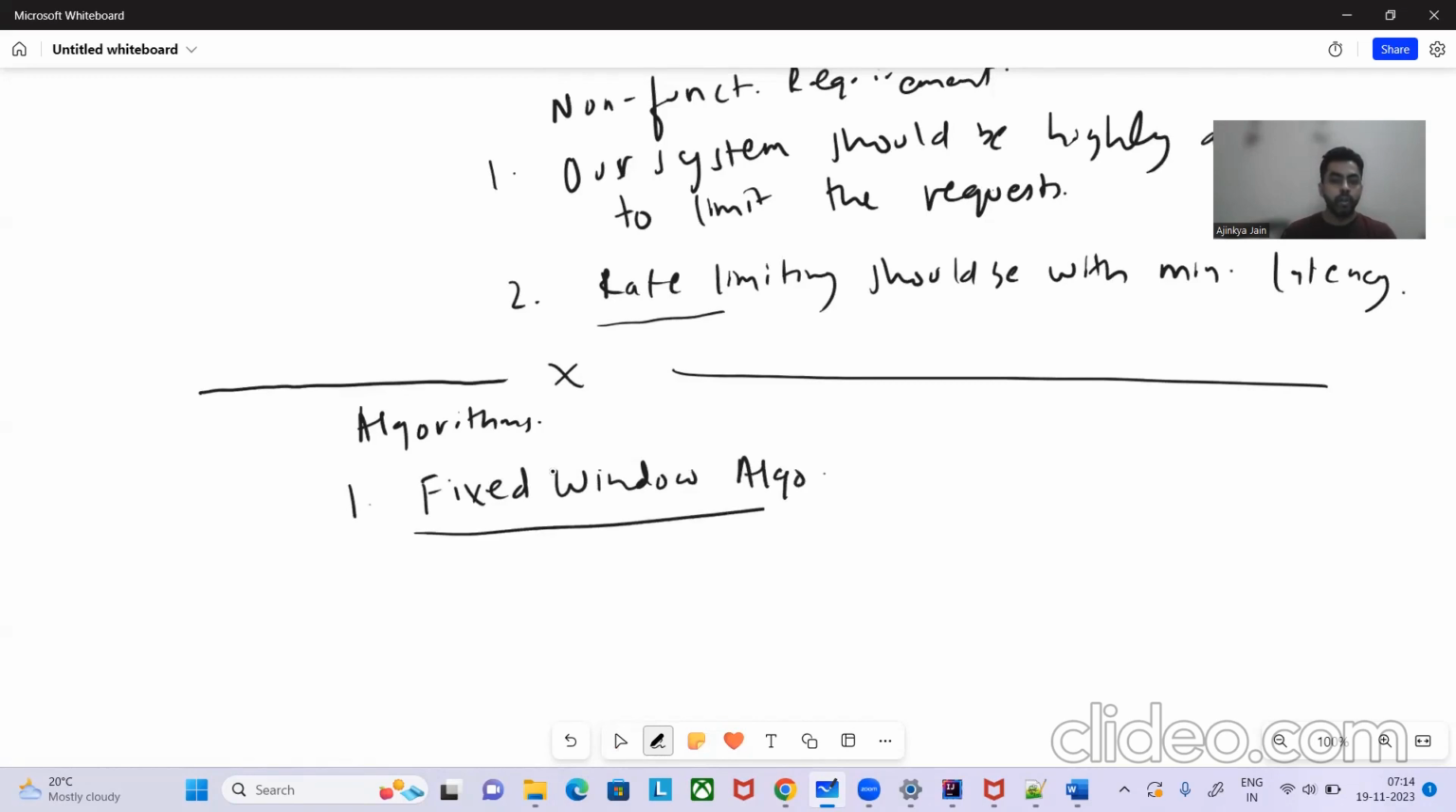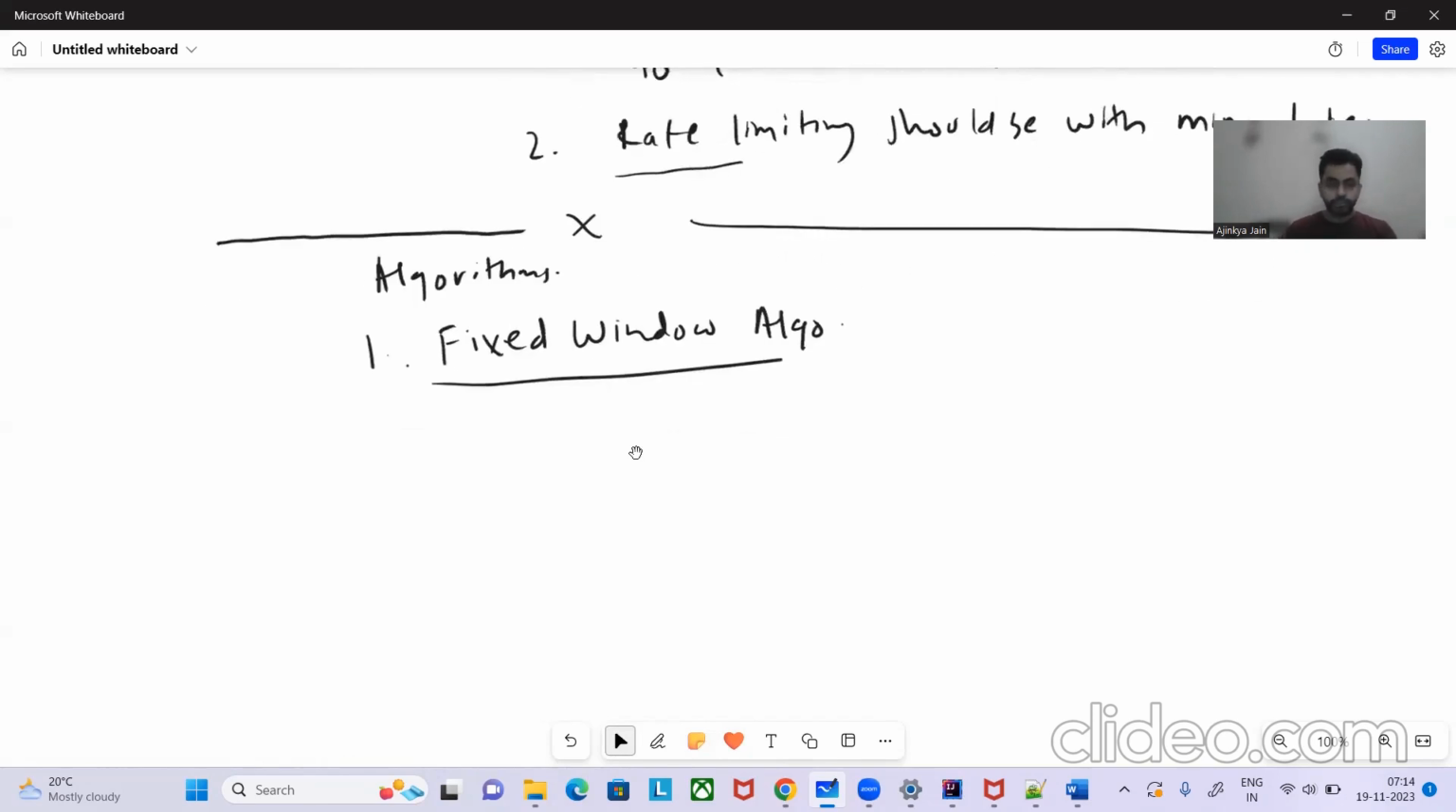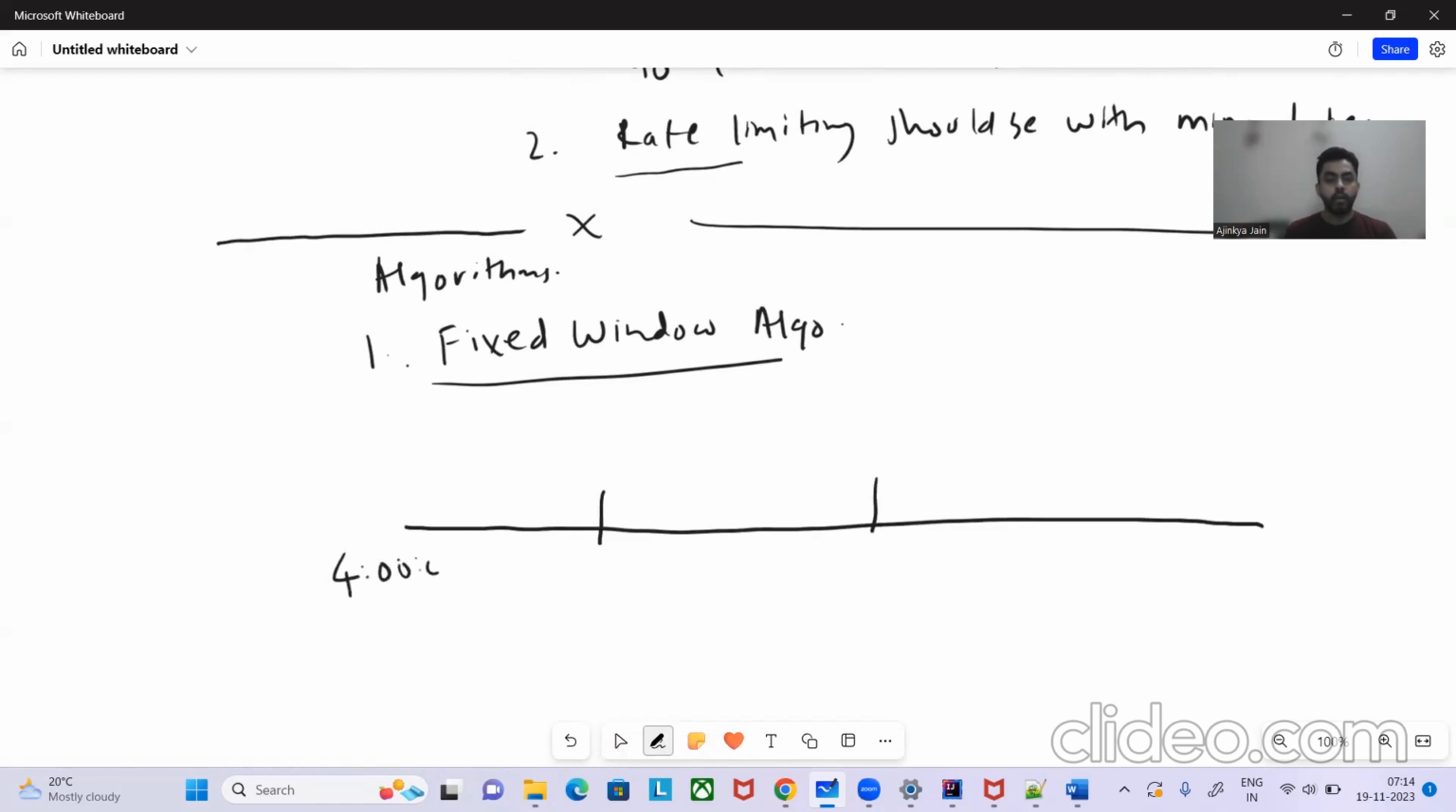Fixed window algorithm, okay? So what is a fixed window algorithm? In the fixed window algorithm we have fixed time windows. And within the fixed time windows, for example, if it is 4 o'clock, and let's say our system limits, allowing 5 requests per minute. So it is divided into fixed windows.